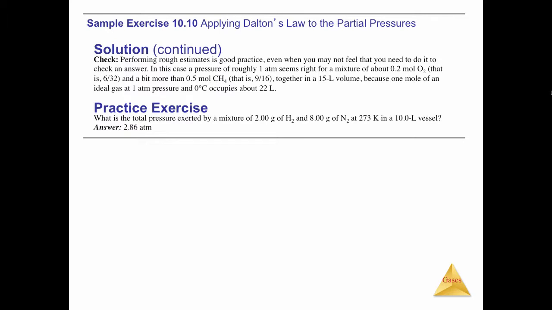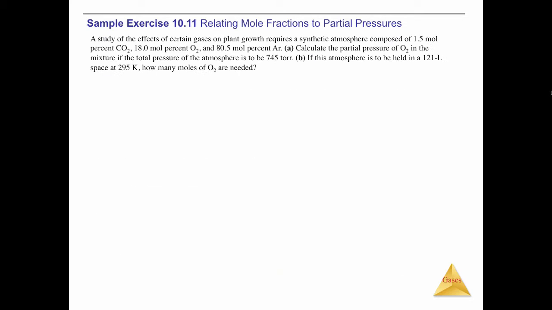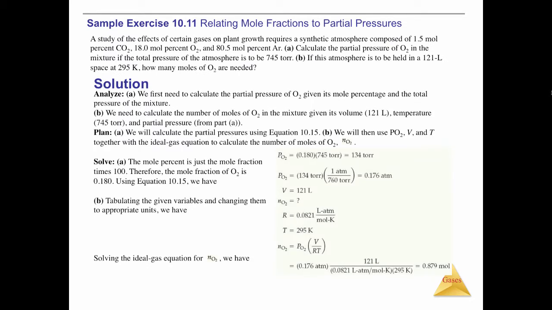Practice exercise. What is the total pressure exerted by a mixture of 2 grams of hydrogen and 8 grams of nitrogen at 273 Kelvin in a 10-liter vessel? Sample exercise 10.11, relating mole fractions to partial pressures.